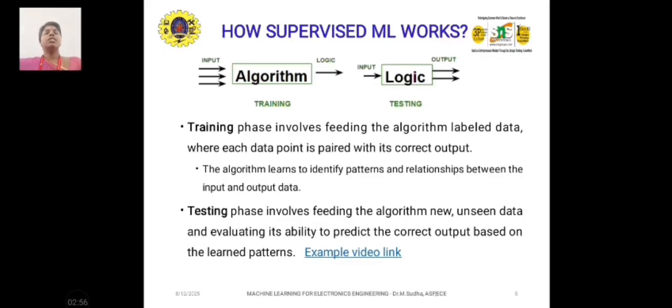And this image represents the algorithm and logic. The algorithm is trained on input, and the logic should be tested before implementation, both input as well as output. The training phase involves feeding the algorithm labeled data, where each data point is paired with its correct output. The algorithm learns to identify patterns and relationships between the input and the output data. Coming to the testing phase, it involves feeding the algorithm new unseen data and evaluating its ability to predict the correct output based on the learned pattern.